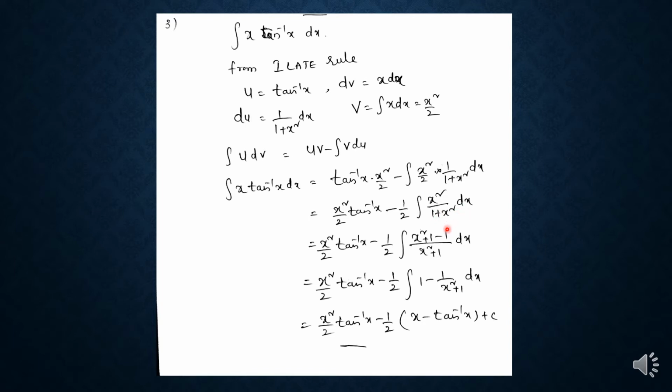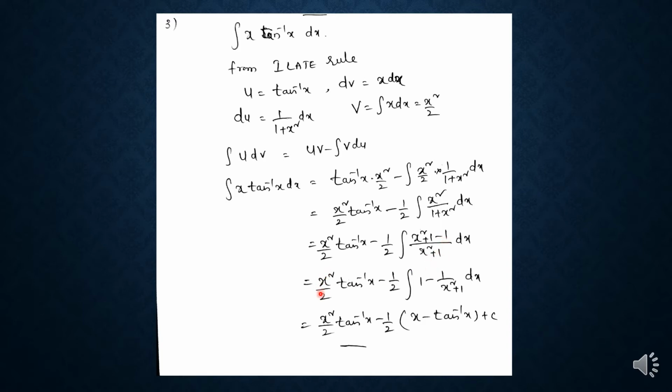x square by 2 tan inverse x minus 1 by 2 into, to integrate this function, in the numerator x square is there, in the denominator x square plus 1 is there. So by adding and subtracting 1 in the numerator, what will you get? x square plus 1 minus 1 by x square plus 1 dx. So we can write it as two terms, taking one term as x square plus 1 by x square plus 1 and minus 1 by x square plus 1 as the second term.